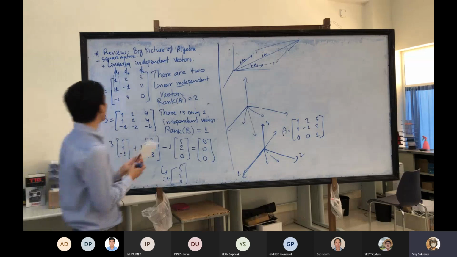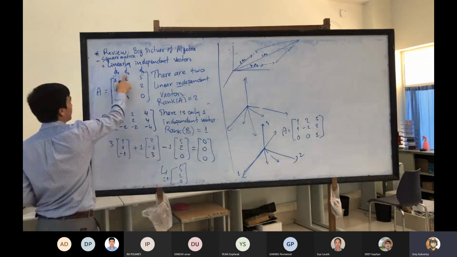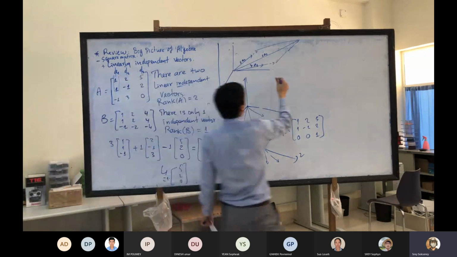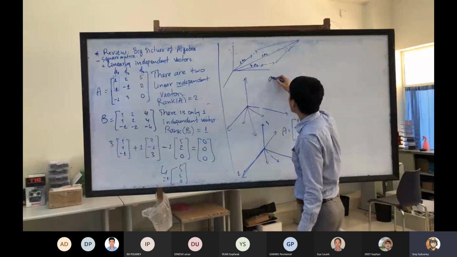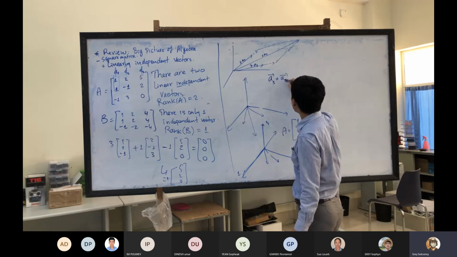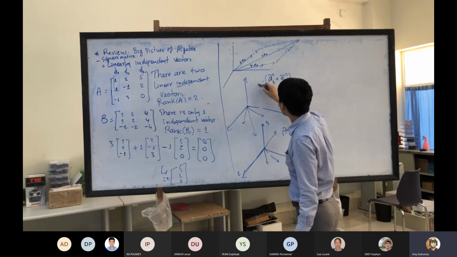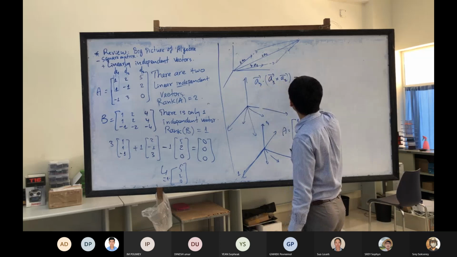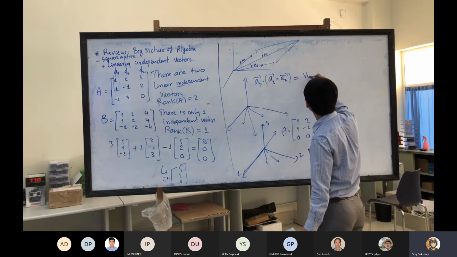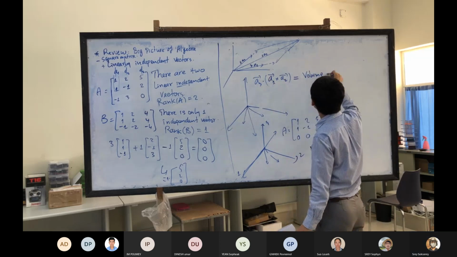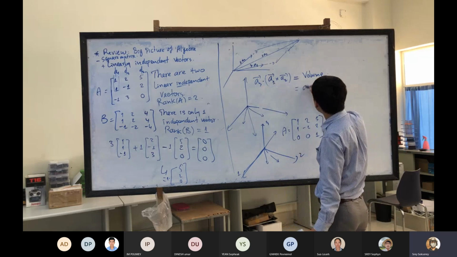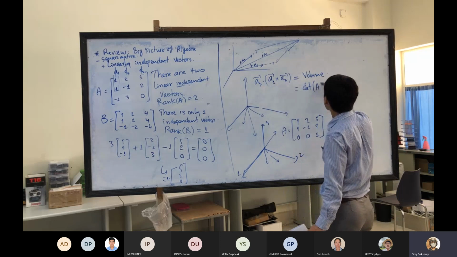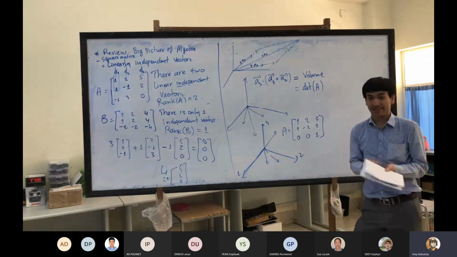Yeah, let's say you have A1, A2, and A3, and then you use A1 cross A2, and then scalar product with A3, it becomes a volume. And this volume is just the determinant of A.